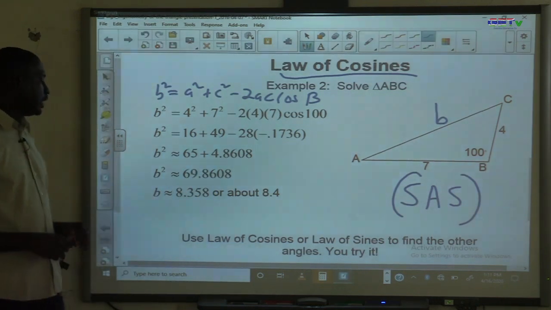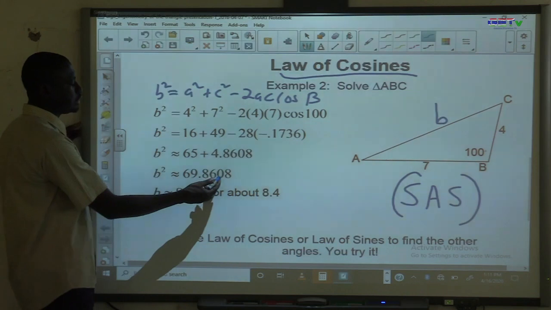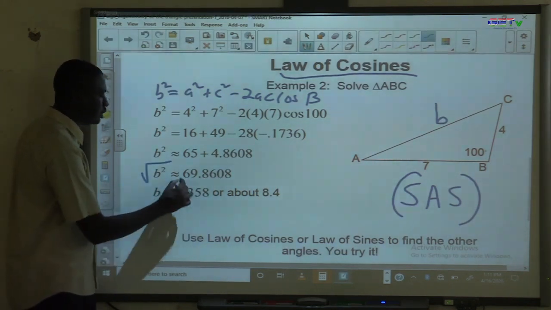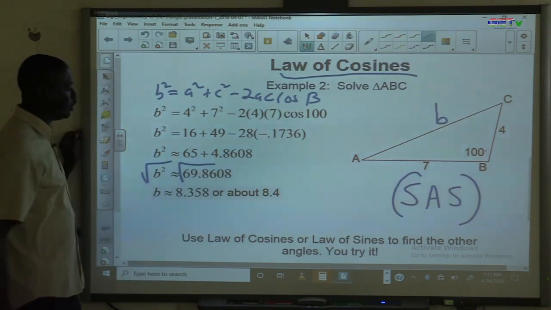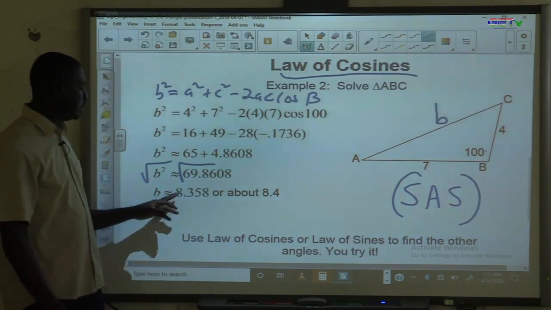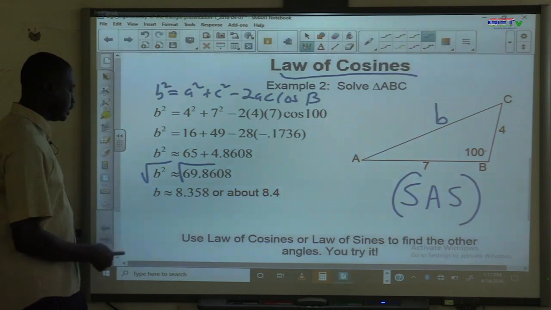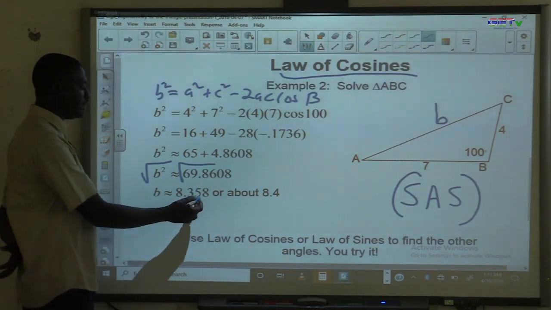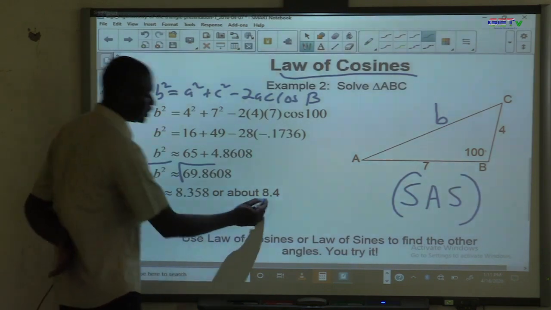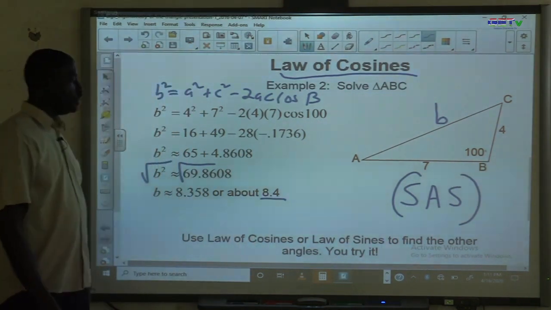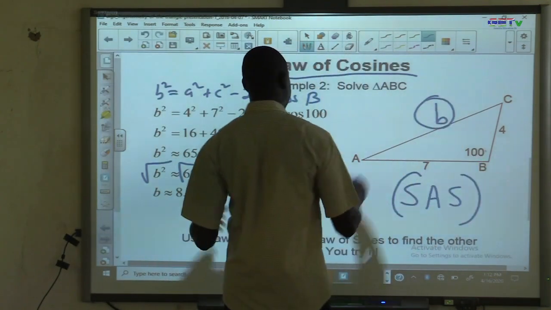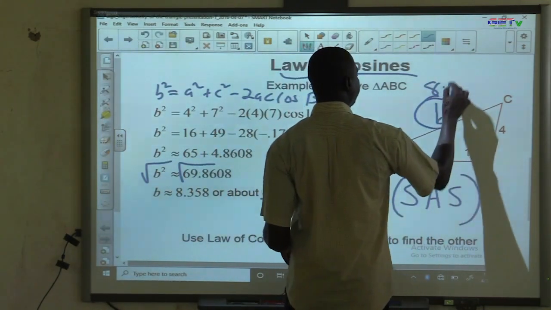Now, when we add the two together, we'll have 49.8608. If you take the square root on both sides, B will be equal to the square root of 49.8608, which will give us approximately 8.358, which is approximately 8.4. So the length of B, of this side, will be approximately 8.4.